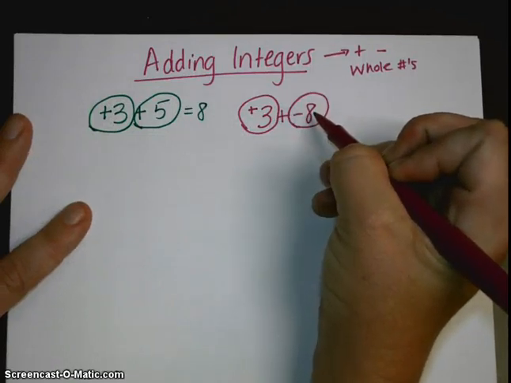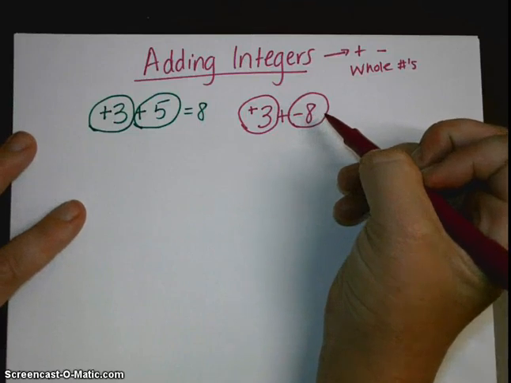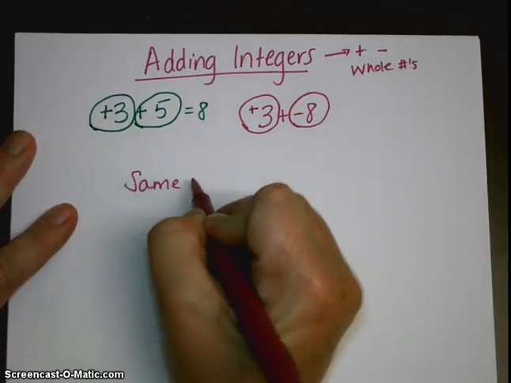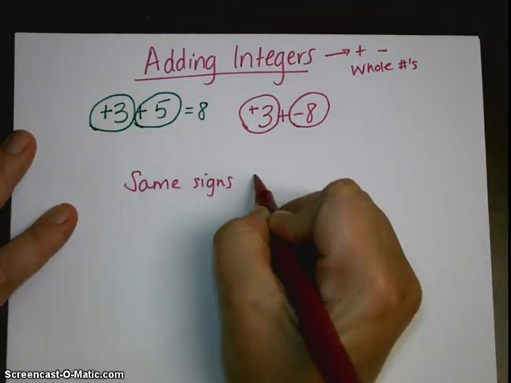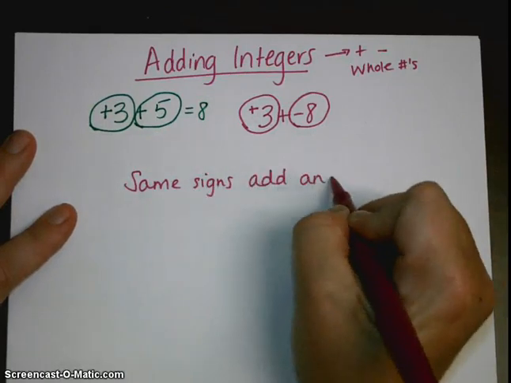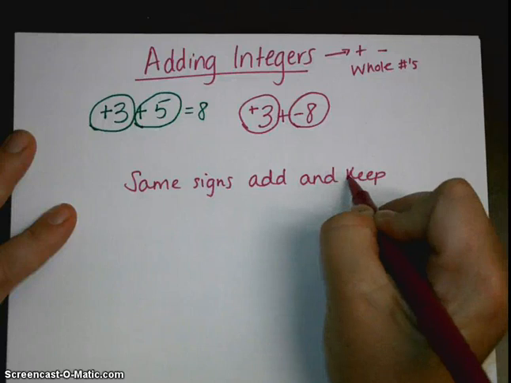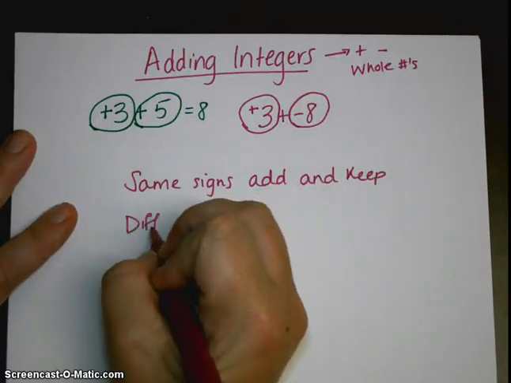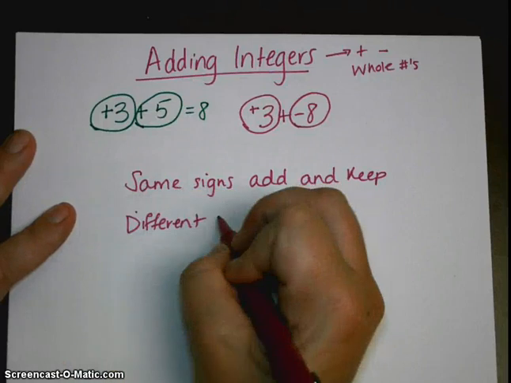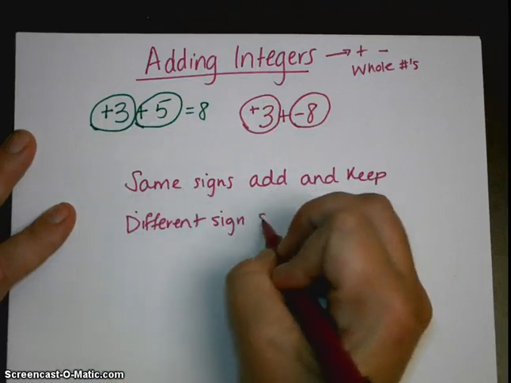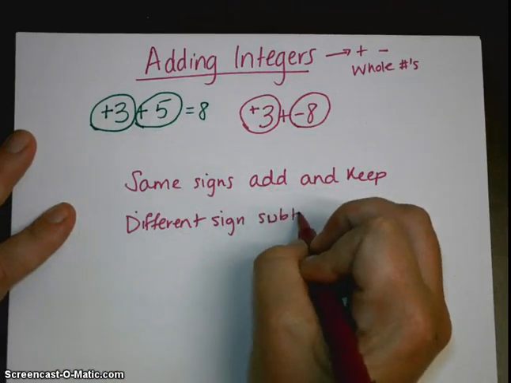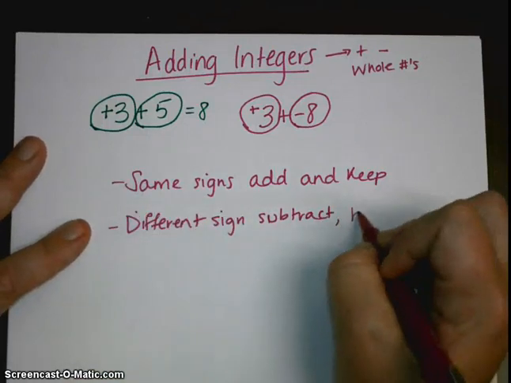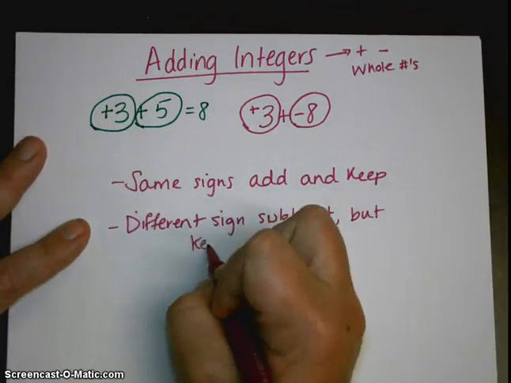Now, the rule for adding integers, we sing like a song. The rule goes, same signs, add the numbers, and keep the sign. So we say same signs, add and keep. Different signs, we subtract. And if it's different signs, we not only subtract, but keep the sign of the larger number.